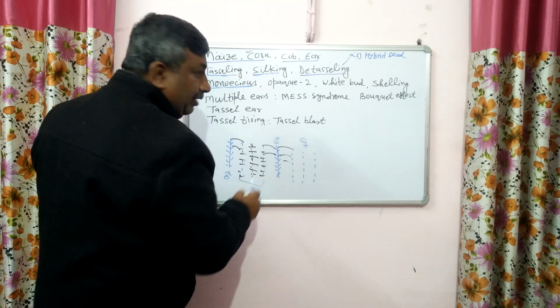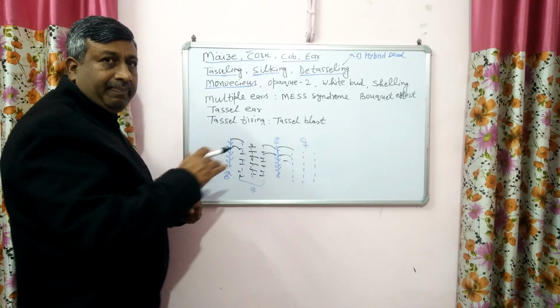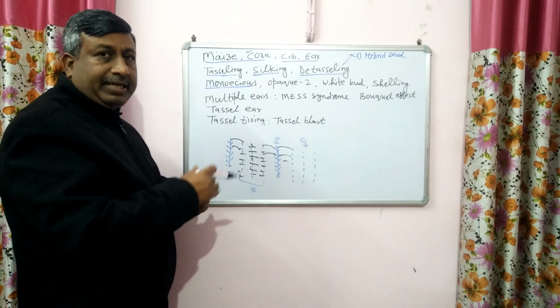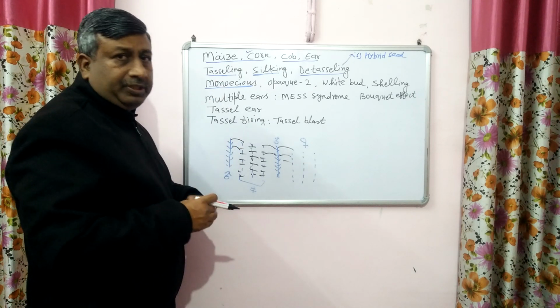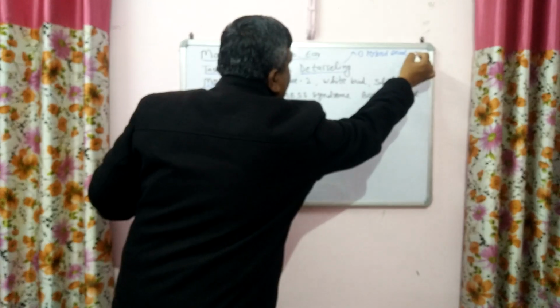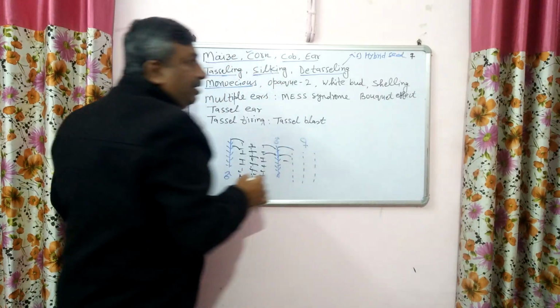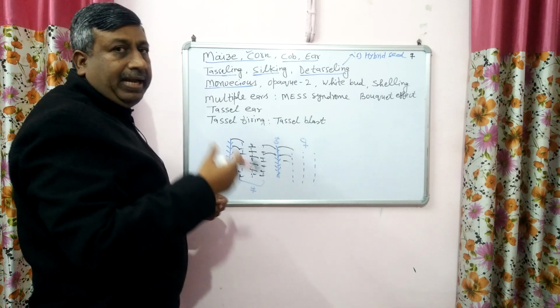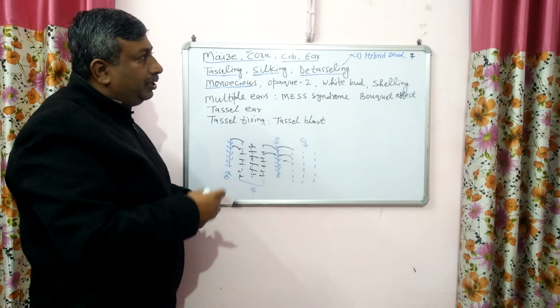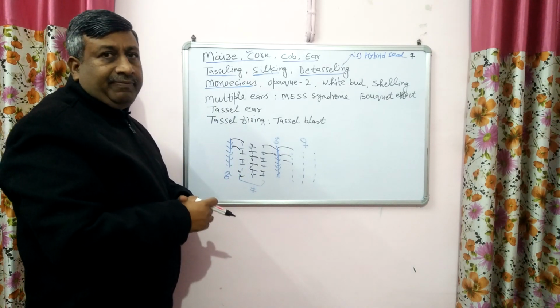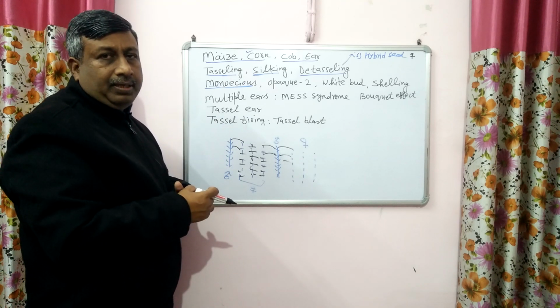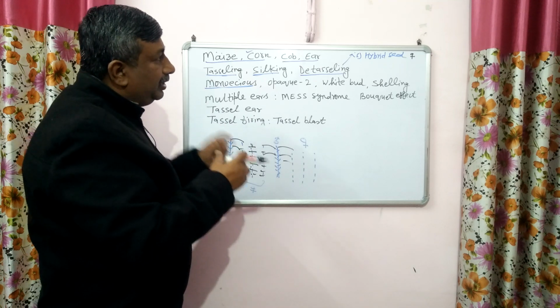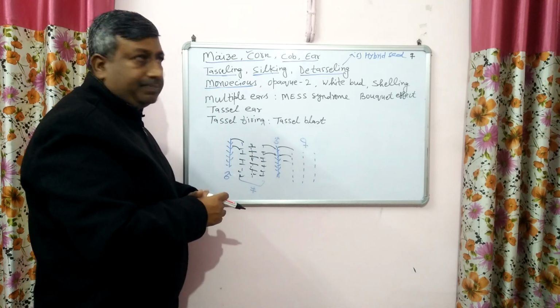So this is an important operation. When male and female lines are there, we remove the tassel from the female. So detasseling is done in hybrid seed production in the female line. Remember that. This may be asked in examination: detasseling is done in the male line, female line, or both lines? It is done in the female line because we want pollen only from the male line. So this is the reason that detasseling is a must.